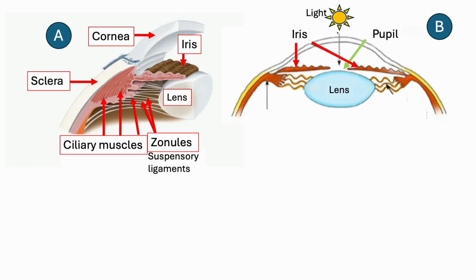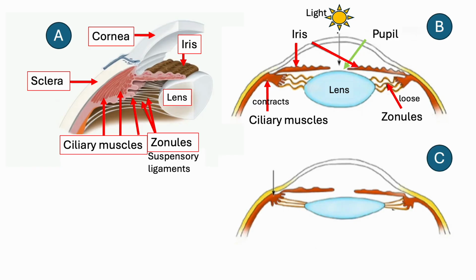The lens gets thicker by the ciliary muscles contracting. When they contract, it releases tension on the zonules attached to the lens. Because tension is now released, the lens takes up its default rounder, thicker shape, increasing its focusing power to bring near objects into clearer view.